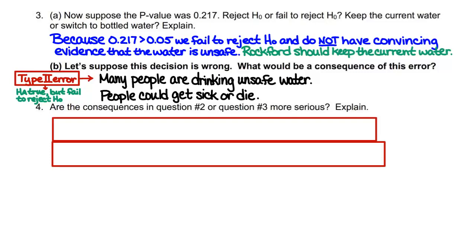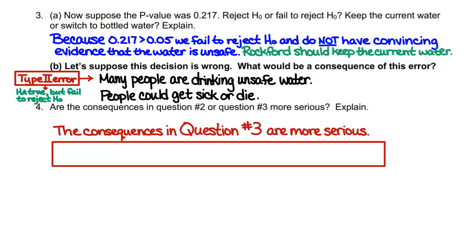So in this particular situation, which type of error would be more severe, a type 1 or a type 2? Type 2. Consequences in question 3 are more serious. So type 2 error in this situation is more severe. What's an example of the other way around? Give me a minute and I will answer that question. I know I need to have one on standby in my head. Give me just a second.